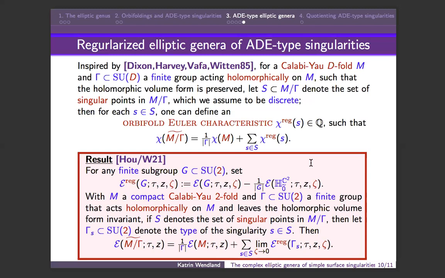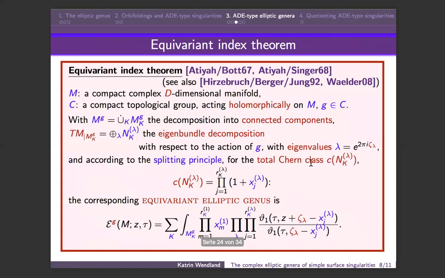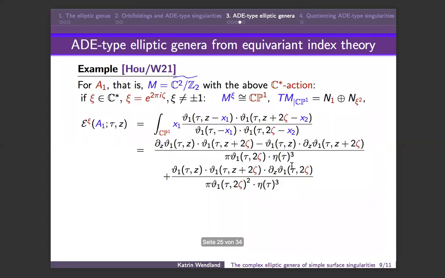Yeah. And the equivariant index theorem, which we used here, at no place did I really make use of the fact that we are in 2 dimensions, just that the calculation is tractable because we only have to deal with one Chern root here. But in principle, I don't see any problem with applying this technique in higher dimensions.